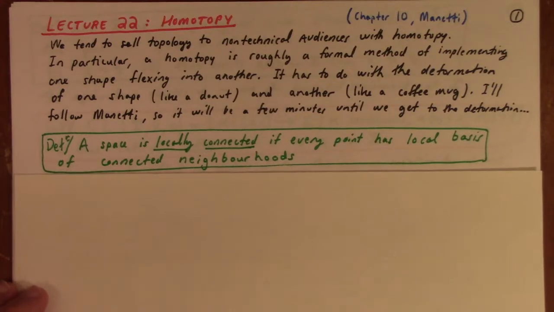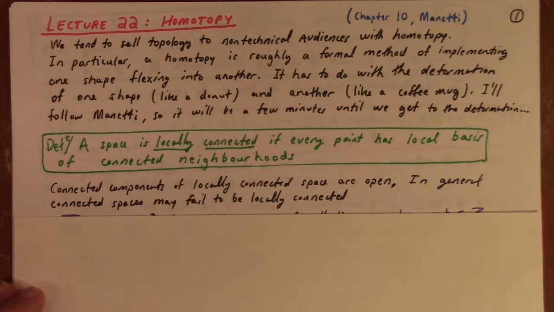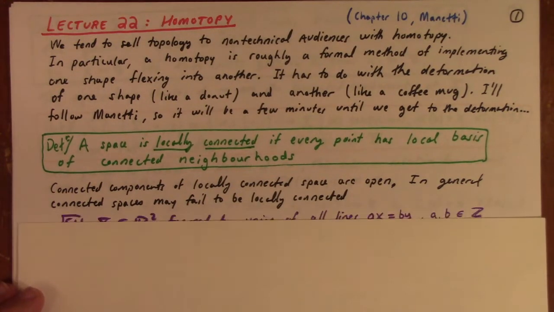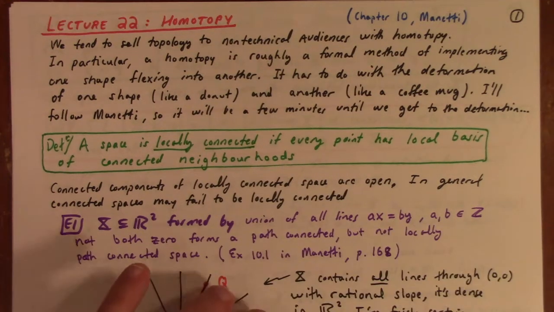A space is locally connected if every point has a local basis of connected neighborhoods. So connected components of a locally connected space are open. In general, connected spaces may fail to be locally connected. So here's a good example of that.